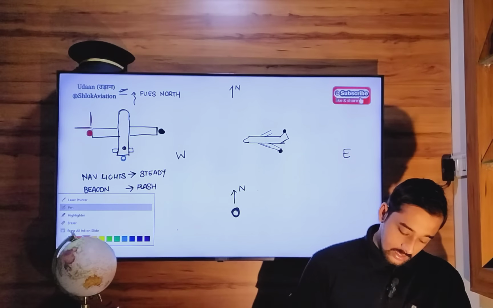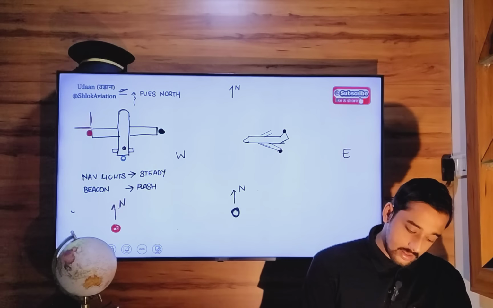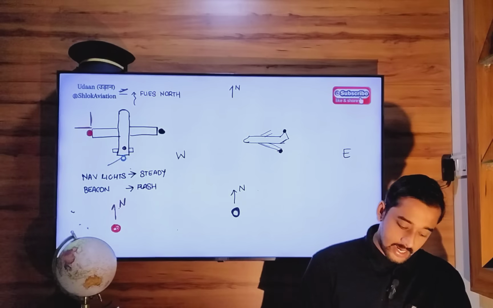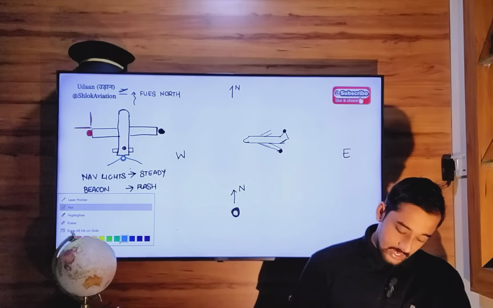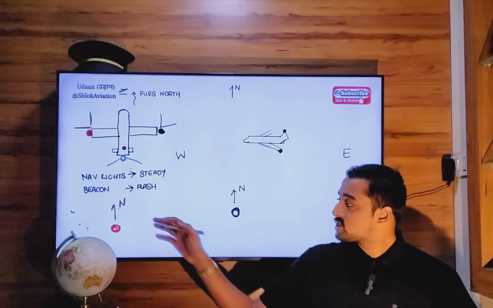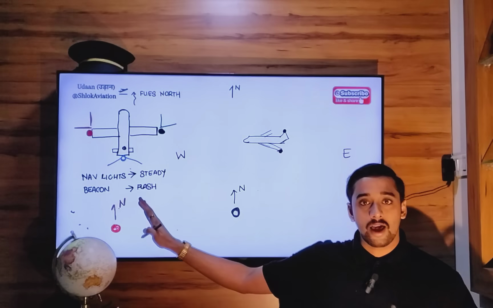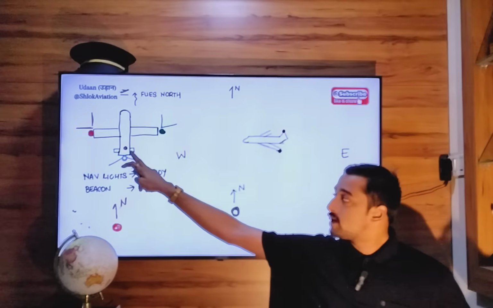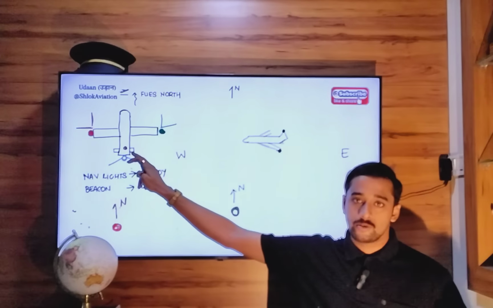Whereas this white navigation light is directed backward, and the red and green navigation lights are directed forward. So that's why if you are behind this aircraft, flying in the same direction as this aircraft, you will only be able to see this white light and the beacon light on the top of the fuselage.